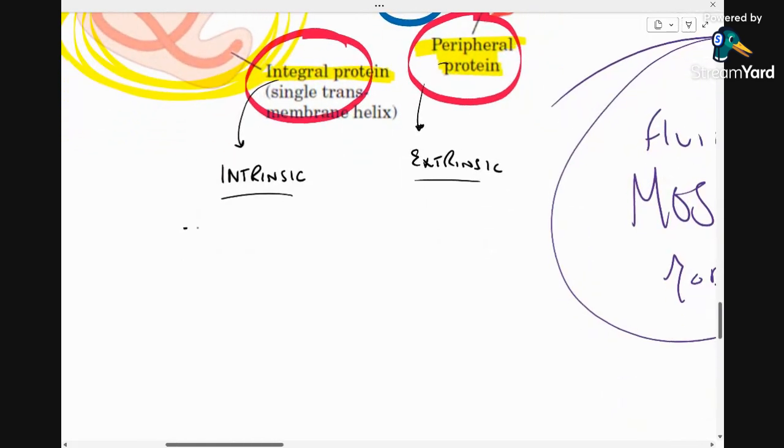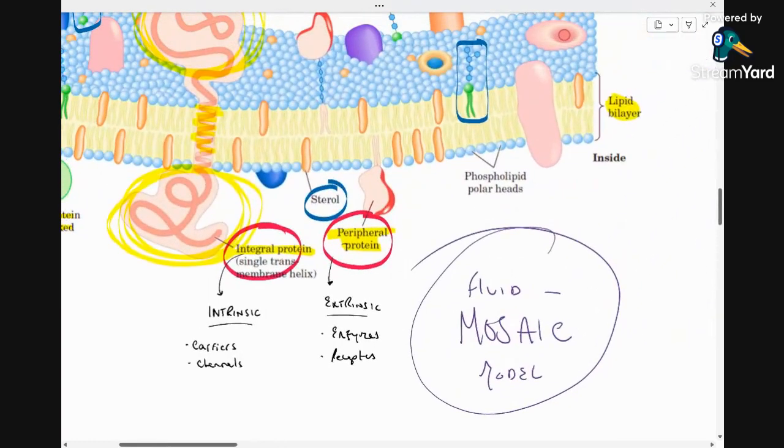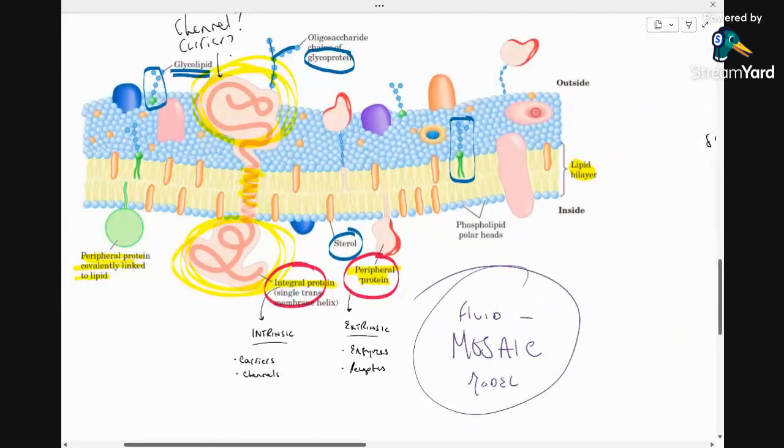Obviously, the intrinsic ones we've said are transport or carrier proteins. So carriers or channels are good examples. Extrinsics tend to be enzymes, perhaps receptors in some cases as well. So nothing more really to say on that.